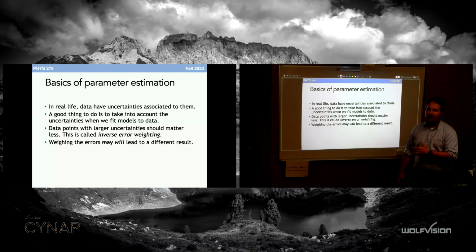Like you give everybody an error. The pacer one's like within a yard. The measuring tape, well, it's long enough, so like within, I don't know, 1/4 of an inch, and the laser within a picometer, right? So now you can weigh everything accordingly. Weighing the errors will lead to a different result.